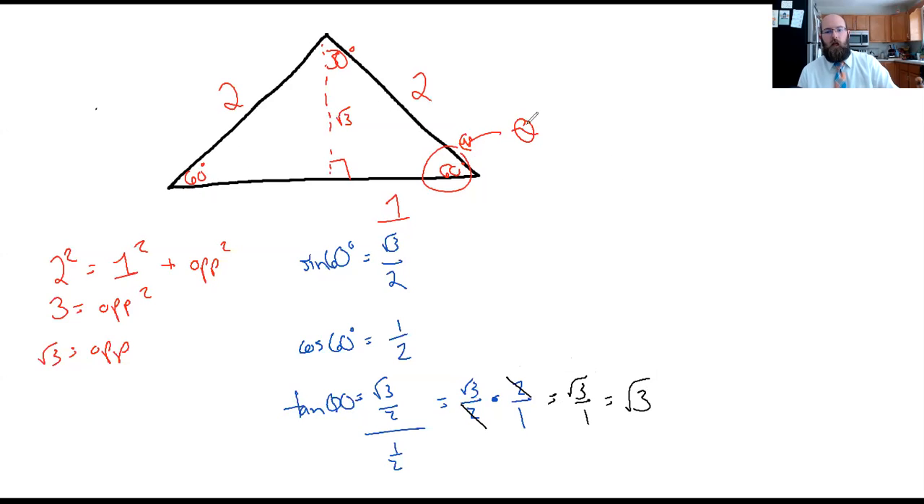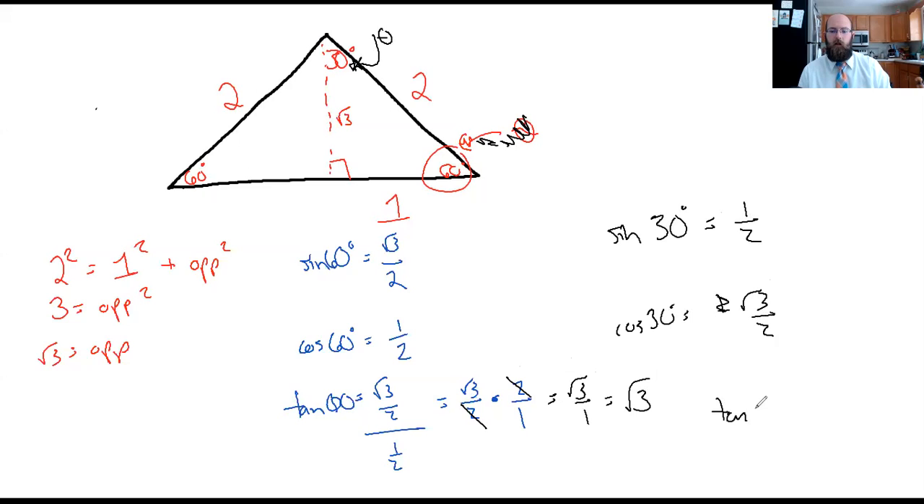Similarly, if we change where theta is, and we now say that it's up here at my 30-degree angle, sine of 30 ends up being 1 over 2. Cosine 30 is, not a 1, square root of 3 over 2. And tangent 30 ends up being square root of 3 over 3.